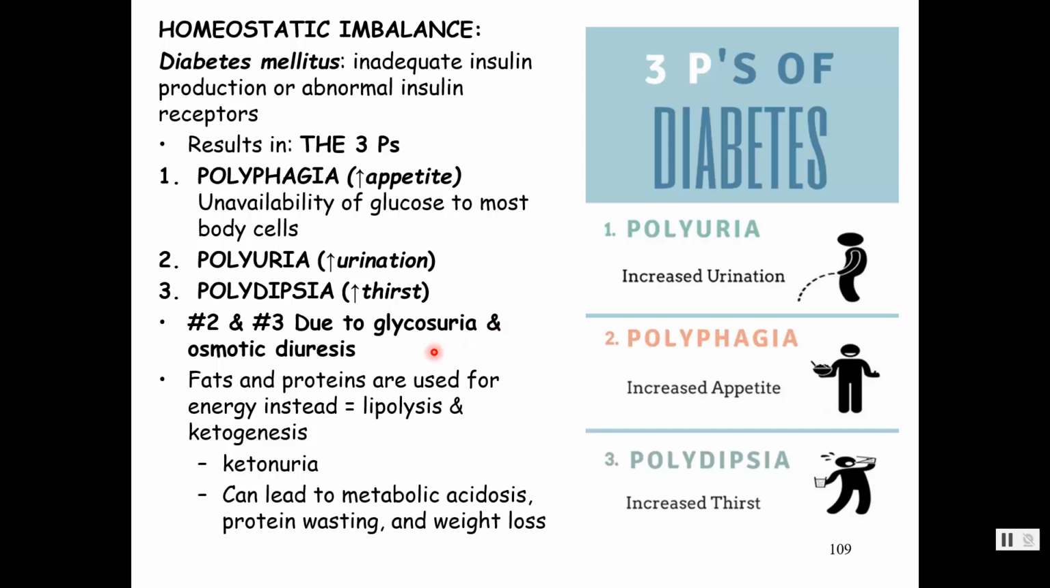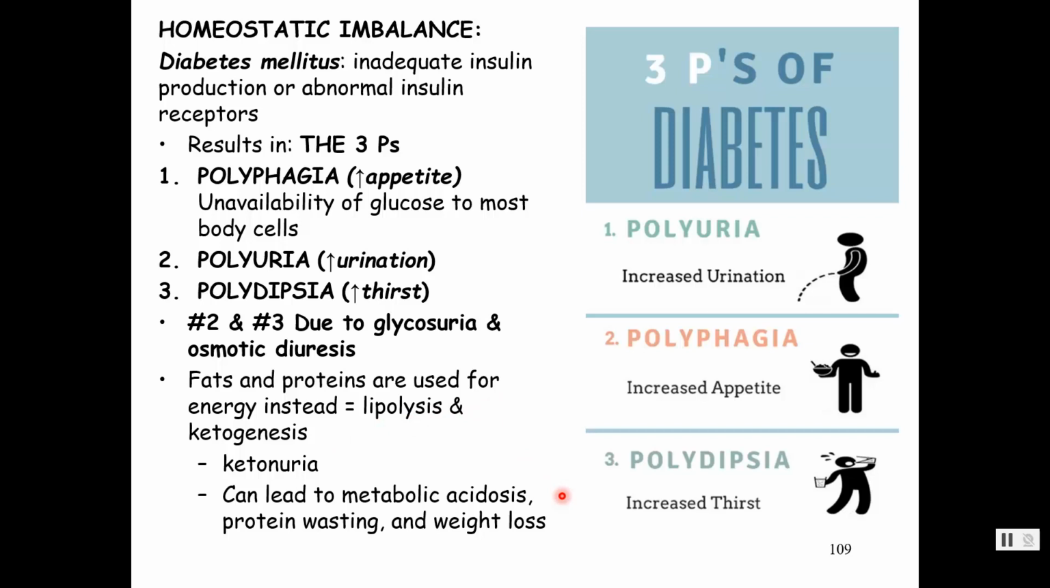This is because now glucose is high in the blood, and so that's exceeding that transport maximum and renal plasma threshold, so it's in the urine, and so a lot of water is going to be lost to osmotic diuresis. And so someone's going to be really, really hungry, they're going to be urinating a lot, and they're going to be super thirsty. Fats and proteins are going to be used for energy instead, so you get lipolysis and ketogenesis, and so you're also going to see ketones in the urine. If it's untreated, then it can lead to metabolic acidosis.